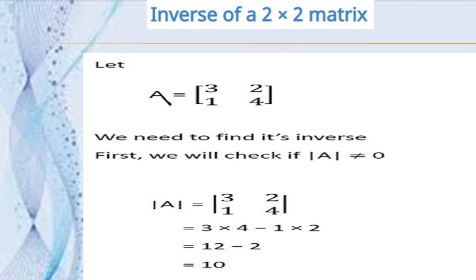Inverse of a 2 by 2 matrix. Let's take matrix A as 3, 2, 1 and 4. We need to find its inverse, so we have to check the determinant first of all. Which type of matrix is this? We have calculated the determinant. Now everybody knows how to find it: 3 into 4, 12, minus 2 into 1, 2, gives 10. Determinant A is not equal to 0. It means it is a non-singular matrix. So inverse is possible. Inverse exists.